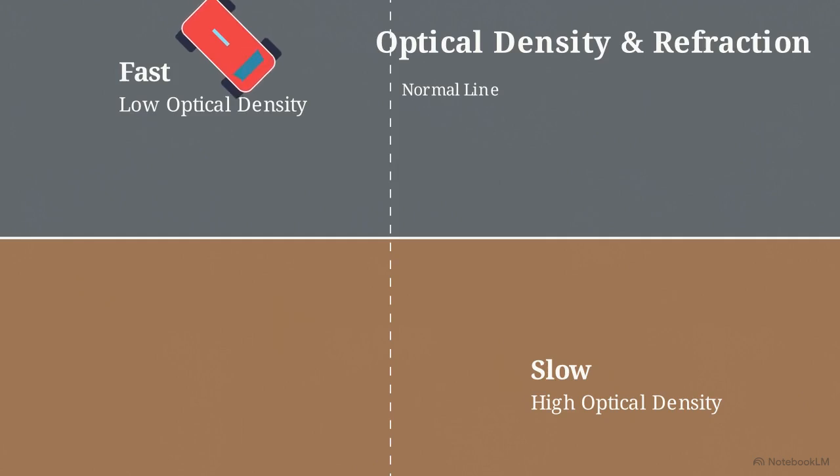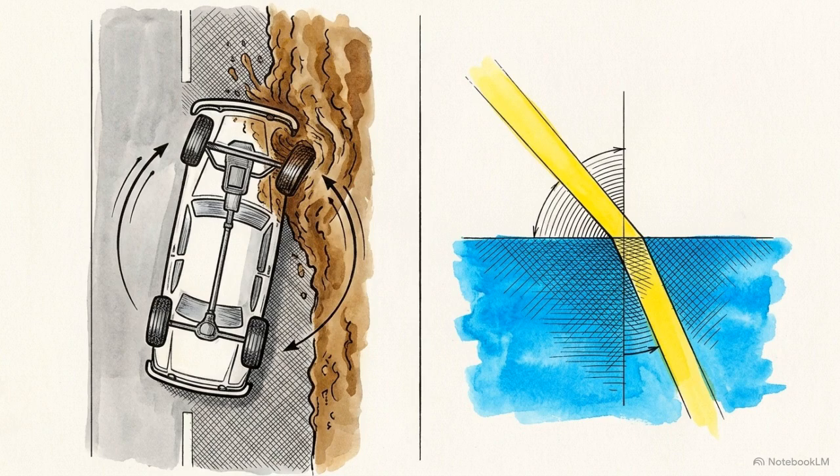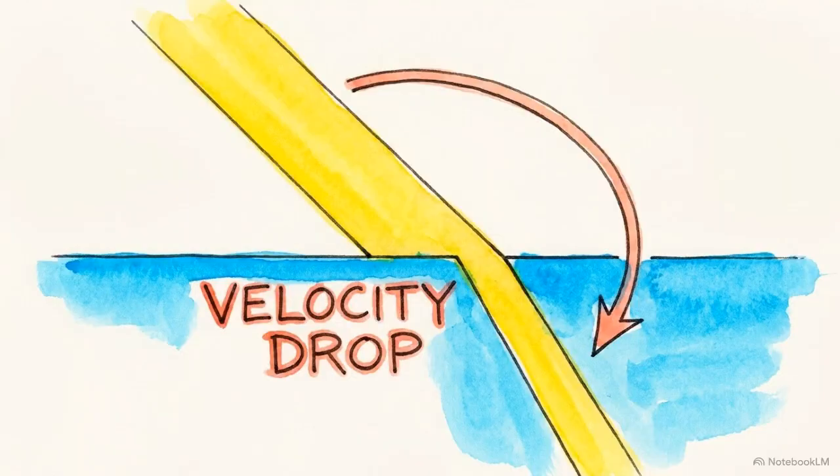This happens because of optical density. Imagine a car speeding down a paved highway. If it veers slightly off the road so the right tires hit the muddy shoulder, the mud drags on those wheels, slowing them down. Because the left wheels are still moving fast on the pavement, the entire vehicle pivots. Light experiences a similar pivot. When it moves from the air into denser water, the medium drags its speed down, forcing the beam to change direction.